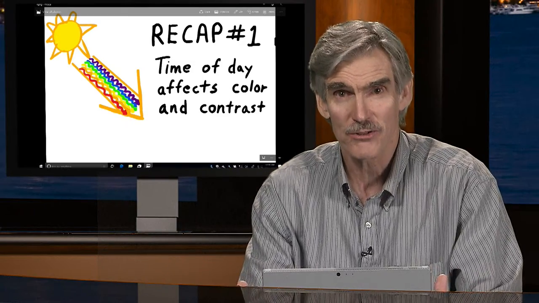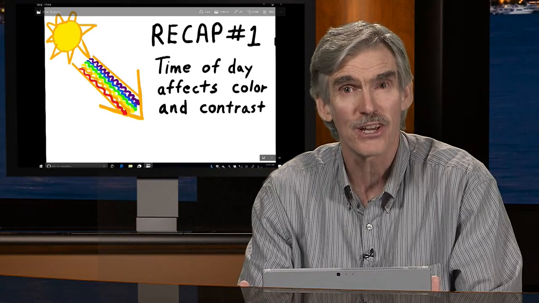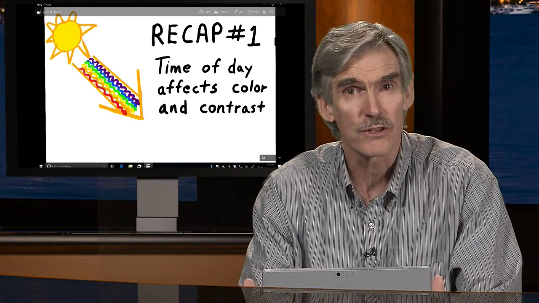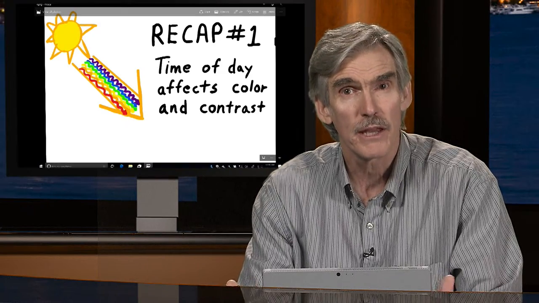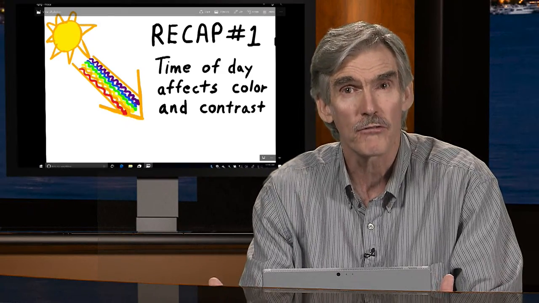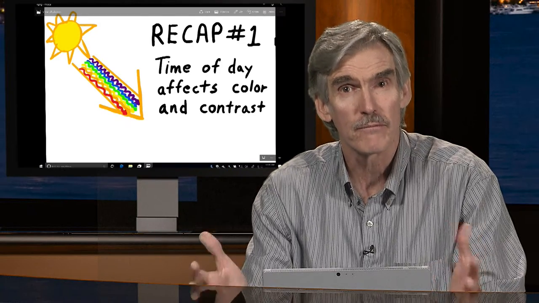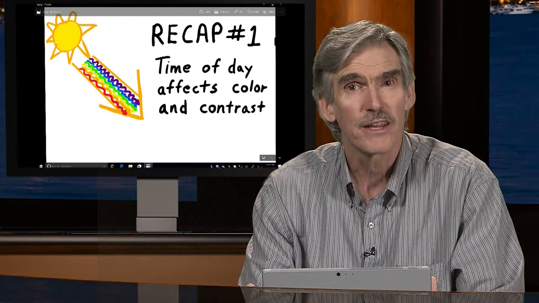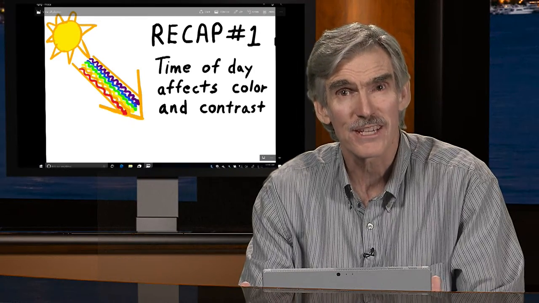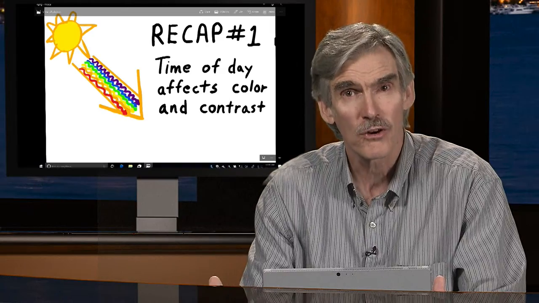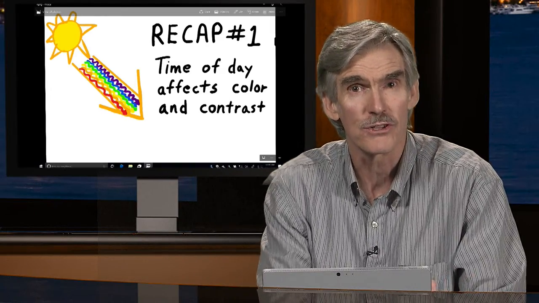Now, in terms of contrast, we know also that the angle of the sun has a great impact on the kind of contrast and shadows that we'll experience. So at midday, the sun is directly overhead, so that the shadows are generated from straight above. And toward the end of the day, as the sun gets lower in the sky, the shadows get longer. Because the angle is lower, the shadows get longer as a result.